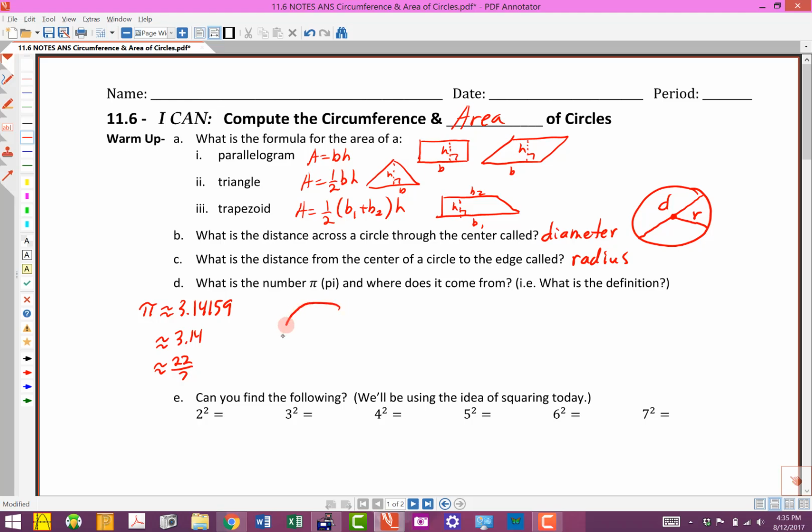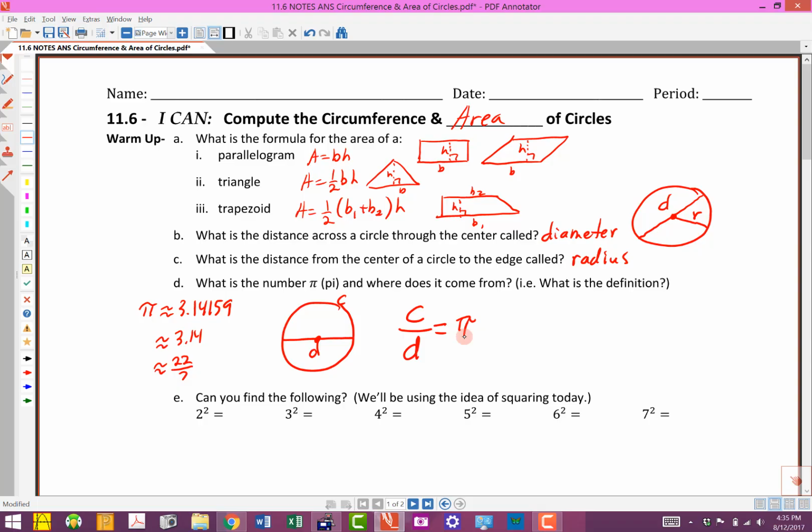So I'm going to draw a circle again, and I'm going to draw a diameter. And so here's what we've got. We've got this circle, and we've got an outside distance, the perimeter, if you want to think of it that way. That's called the circumference, and then we've got the diameter. So the diameter is right here, and then all the way out around the outside is the circumference. So pi is actually a ratio. Pi is the ratio of the circumference divided by the diameter. So that's what pi is.